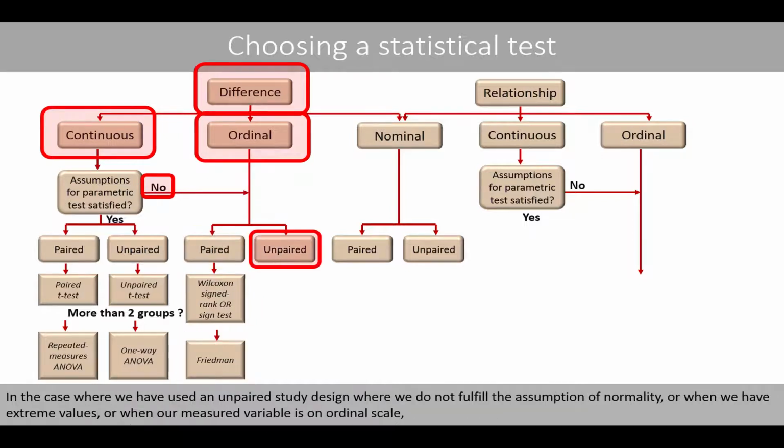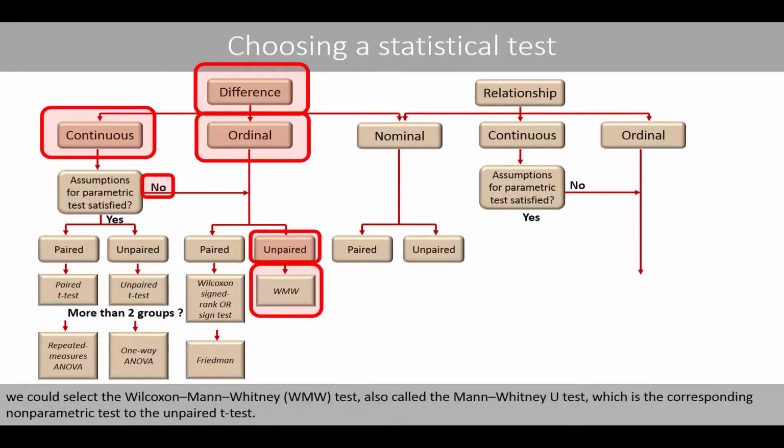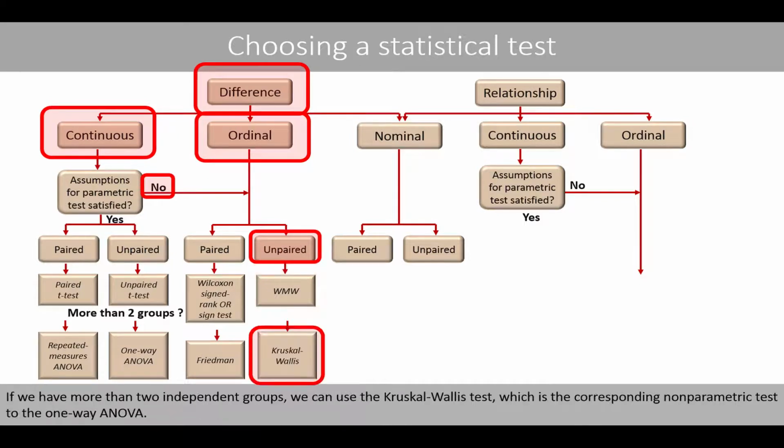In the case where we use an unpaired study design, where we do not fulfill the assumption of normality, or when we have extreme values, or when our measured variable is on an ordinal scale, we could select the Wilcoxon-Mann-Whitney test, also called the Mann-Whitney U test, which is the corresponding non-parametric test to the unpaired t-test. If we have more than two independent groups, we can use the Kruskal-Wallis test, which is the corresponding non-parametric test to the one-way ANOVA.